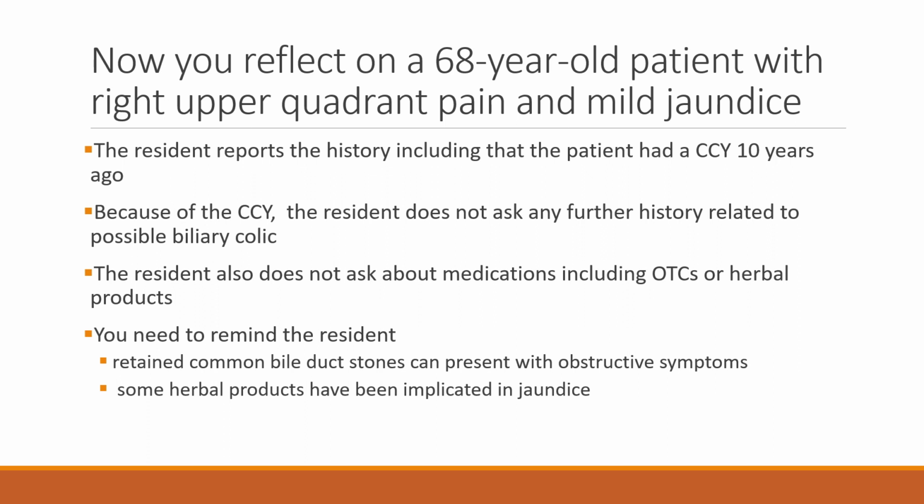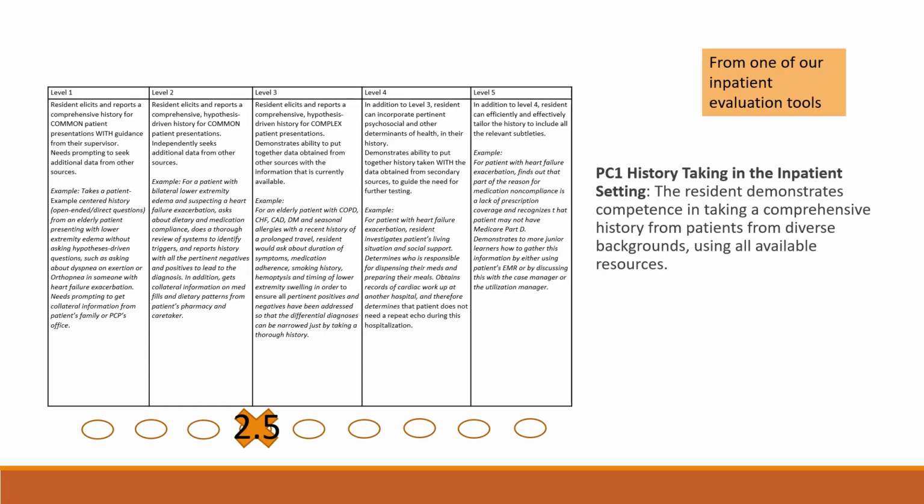You need to remind the resident that retained common bile duct stones can present with obstructive symptoms and that some herbal products have been implicated in jaundice. So you think this is a more complex patient problem given the extensive differential. You decide this resident may be a level 2.5 for this presentation, but because they omit some questions for more complex presentations, they're not a level 3. Therefore, you rate the resident as a 2.5 because they meet the objectives of column 2, but not all of the objectives of column 3 yet.